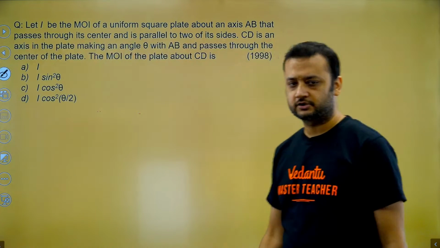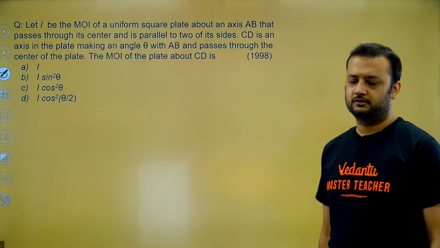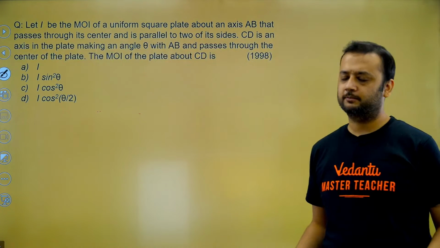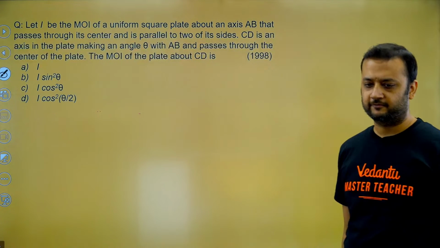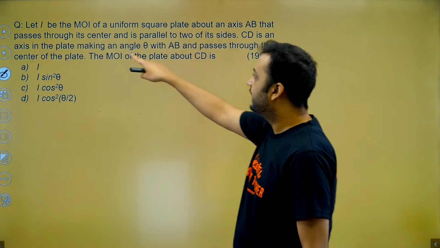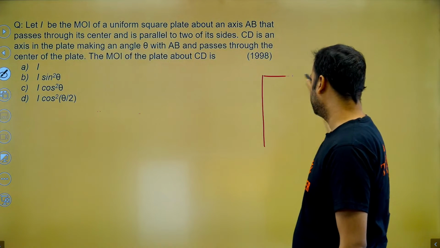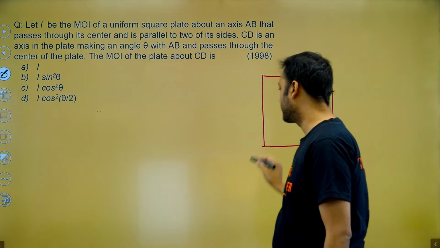Again, this is a nice question. If you try to do this formally, you might get stuck. You might not be able to solve this question if you have not done enough practice. But let us see if we can think rationally. Let I be the moment of inertia of a square plate. So basically this is a square plate. Think of this as a square plate.